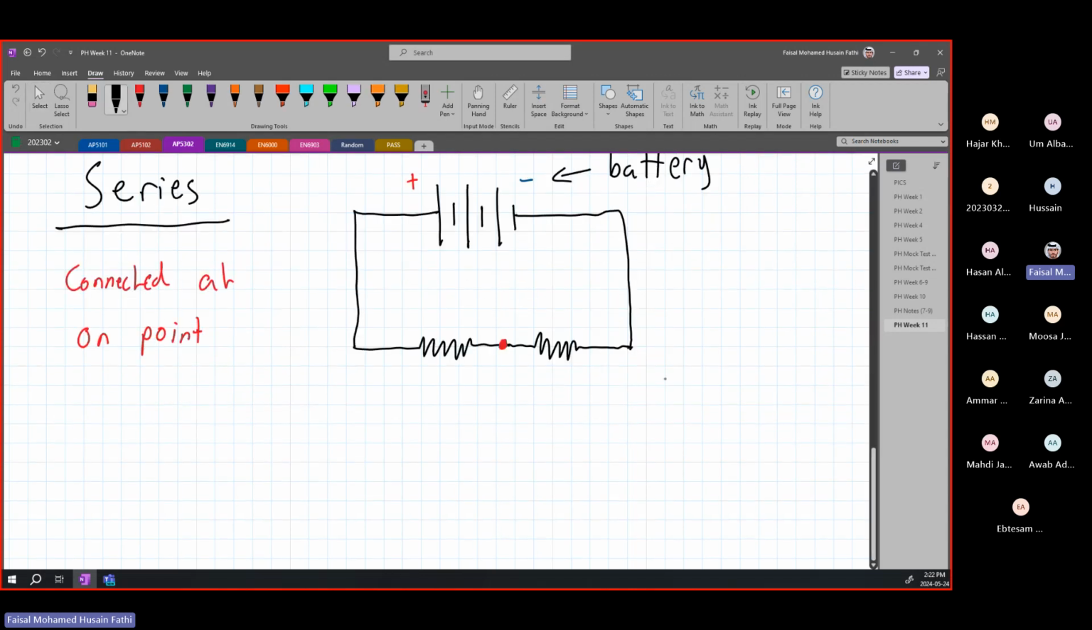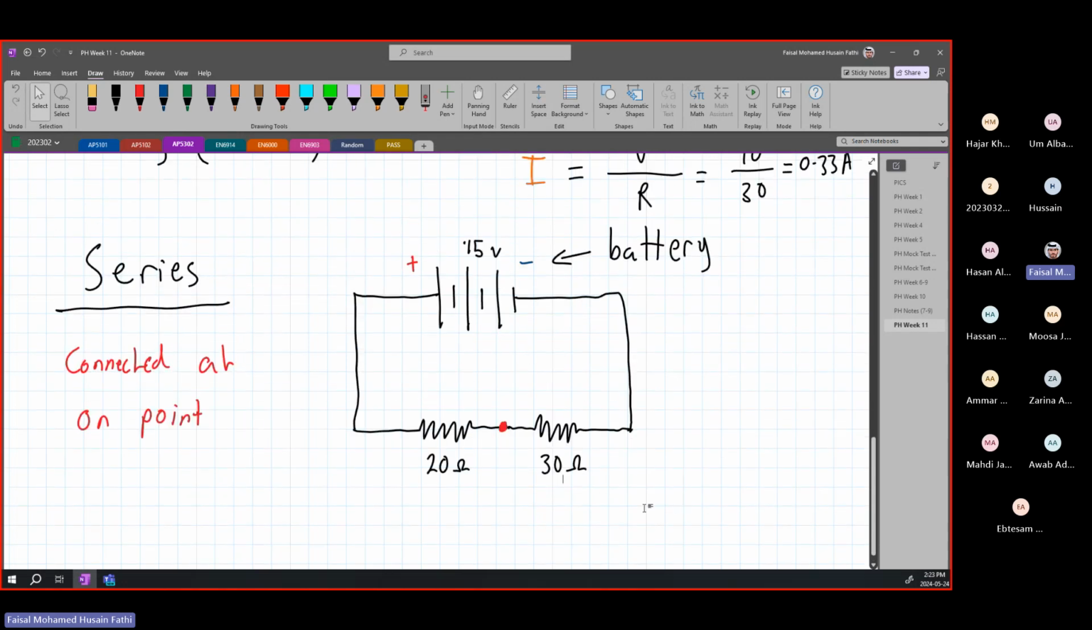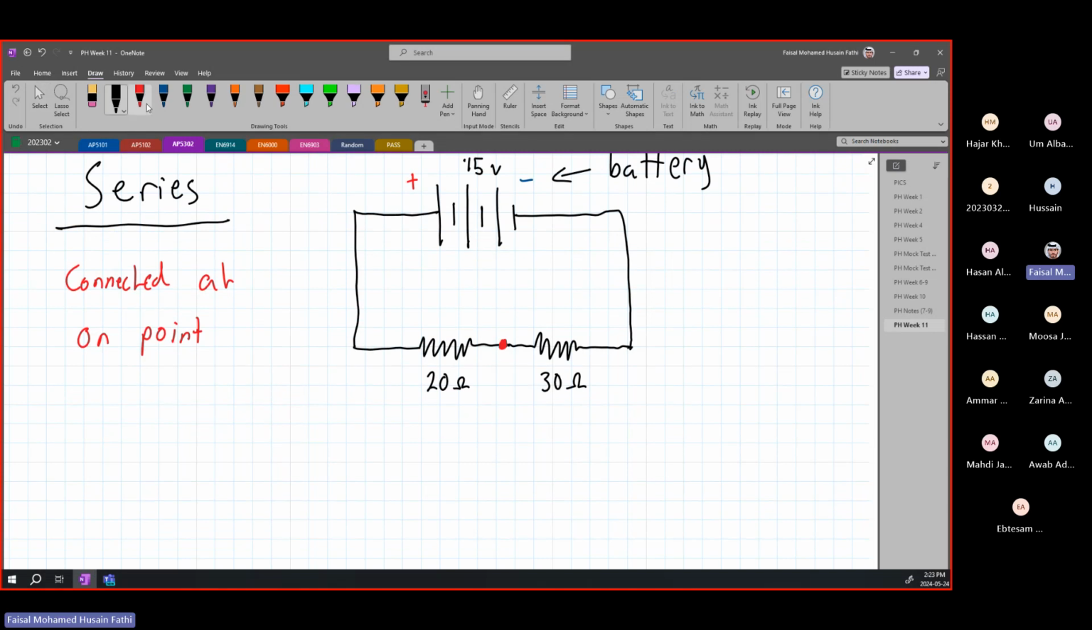So let's give these values. Let's say the battery is 15 volts. Let's say that this is 20 ohms and this is 30 ohms. So when they're connected in series, how can we understand the values and how can we apply Ohm's law and all of that? The first thing is series has its own set of rules. First thing, let's look at the resistances.